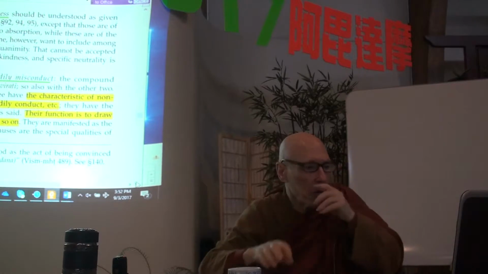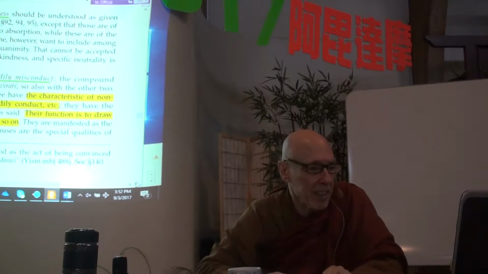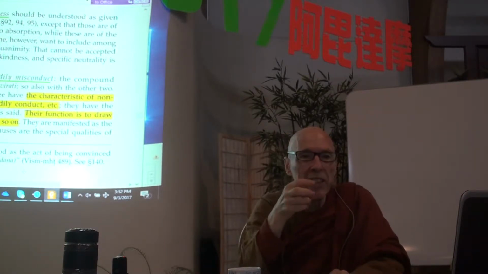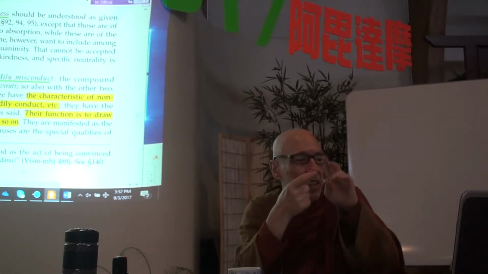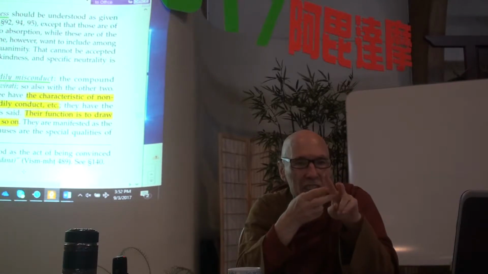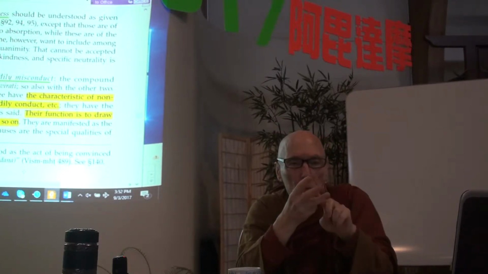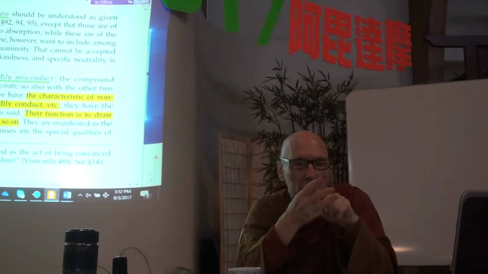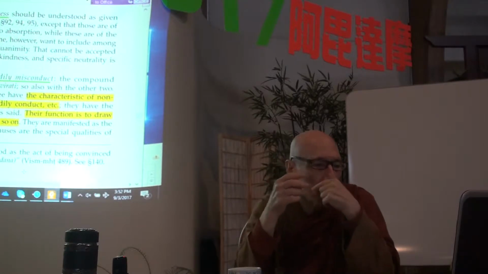Okay, now we come to a group of three beautiful mental factors, which are called the abstinences. These three abstinences are mentioned in the Noble Eightfold Path as right speech, right action, right livelihood. And so the three abstinences become the abstinence from verbal misconduct, the abstinence from bodily misconduct, and the abstinence from wrong livelihood.